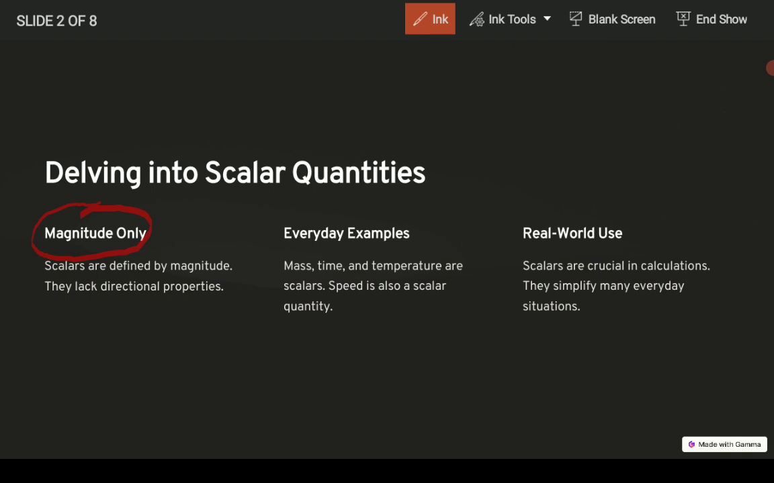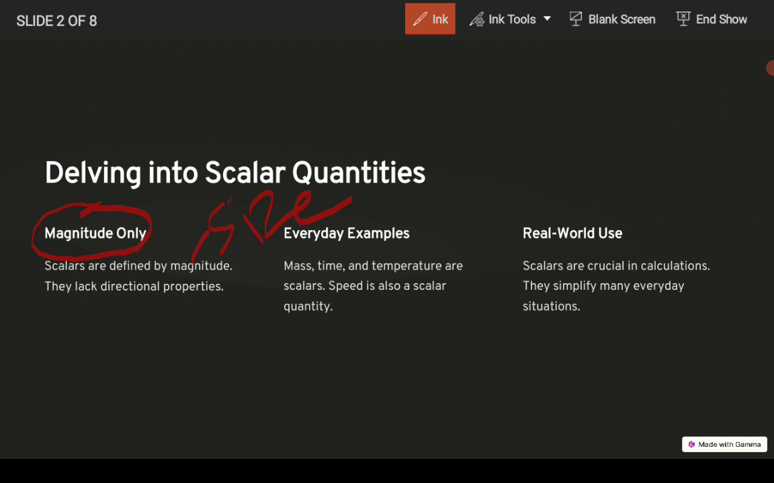So one property of scalar quantities. Remember that quantities are the things you measure in the lab. Scalar quantities do not have direction. They are fully defined by magnitude. Remember, magnitude simply means size. A magnitude is just how big something is.